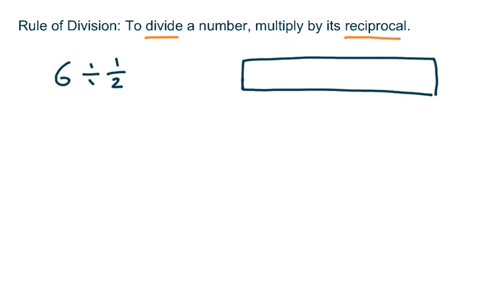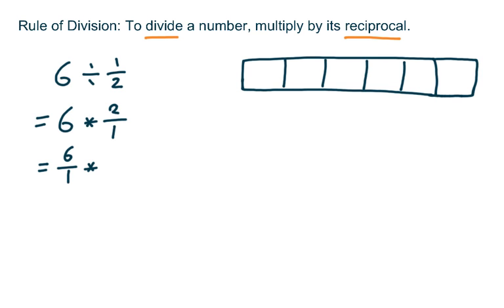So let's say we first start with 6 bars. So 1, 2, 3, 4, 5, 6. This represents 6. And as we look at the rule, we know that we need to rewrite our work as 6 times 2 over 1, because we need to multiply by the reciprocal of 1/2, which is 2 over 1. And we can also rewrite 6 as 6 over 1. So 6 over 1 times 2 over 1 is 12.